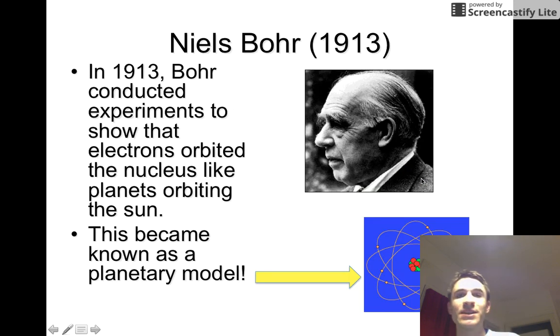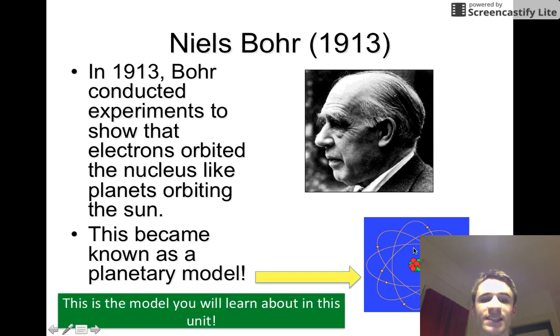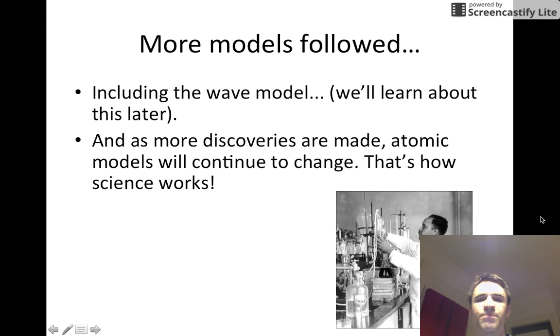Lastly, we have a guy named Niels Bohr, and this is the most important model we're going to look at today because you're going to be looking at this model a lot in this unit. Niels Bohr conducted experiments to show, this is in 1913, so a little over 100 years ago, that electrons, these negatively charged particles, orbited the nucleus like planets orbiting the sun. It became known as a planetary model. So you can see why it would be called a planetary model. It looks like there's a sun in the middle with a bunch of planets around it. This is the model that you'll be learning about in this unit, and this is the model you'll be learning about today. Niels Bohr model, as seen right there.